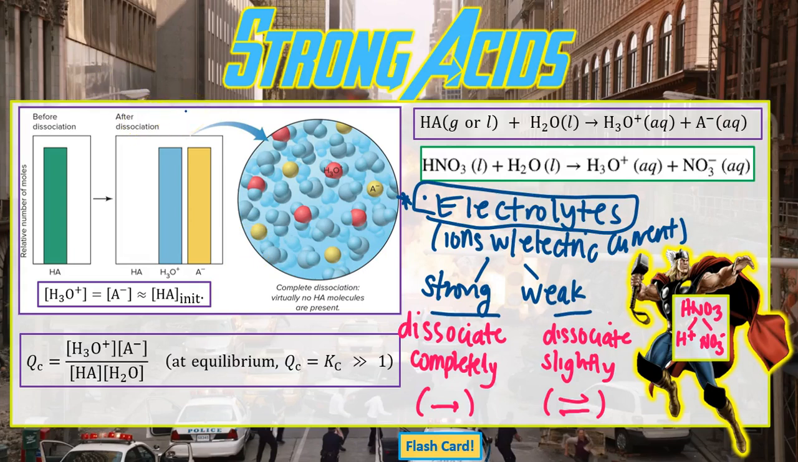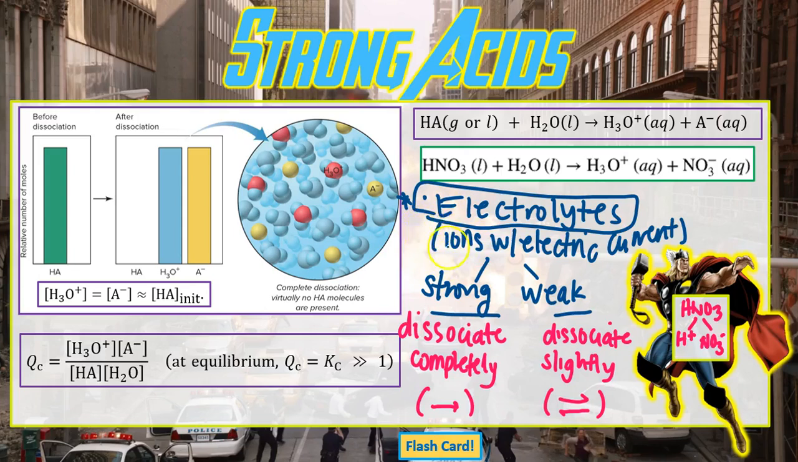And an example of a strong acid is HNO3, where it's going to dissociate into H plus or H3O plus ions and the nitrate anion. And of course, we're here to learn why, but we first must layer another concept, and it's an oldie from Chem 101, and that is electrolytes. Okay, folks? Electrolytes are basically ions with an electric current that have the ability to conduct electricity when it's dissolved in water.